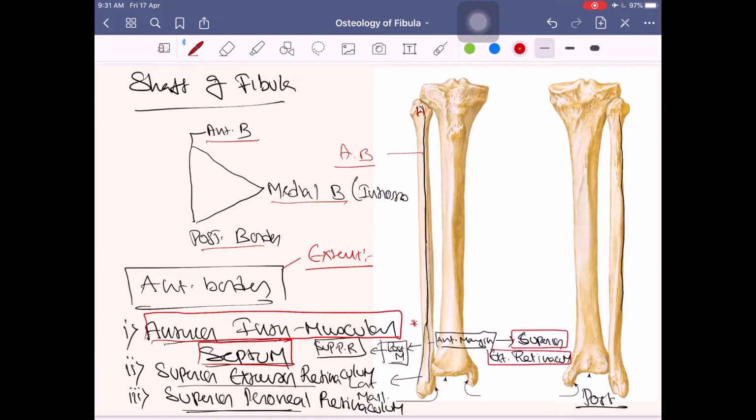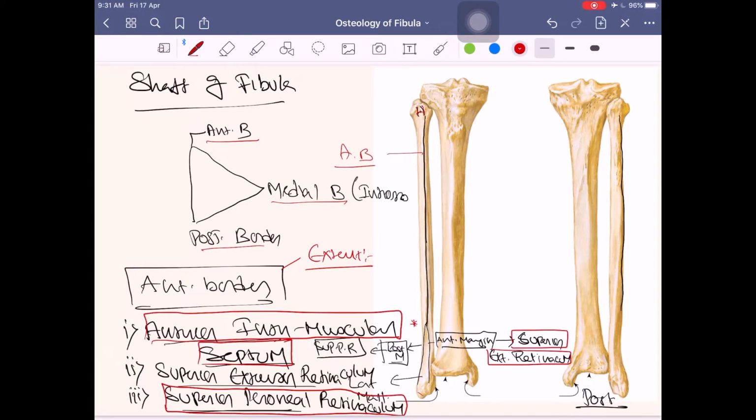You have an extensor retinaculum and flexor retinaculum at the wrist of the upper limb, but in the lower limb we have them near the ankle. What the wrist is to the upper limb, the ankle is to the lower limb. Here we have more than one retinaculum, so that is why it is called superior and inferior extensor retinaculum. The superior extensor retinaculum's fibular attachment is to this anterior margin, and the posterior margin also gives attachment to another retinaculum, called the superior peroneal retinaculum.